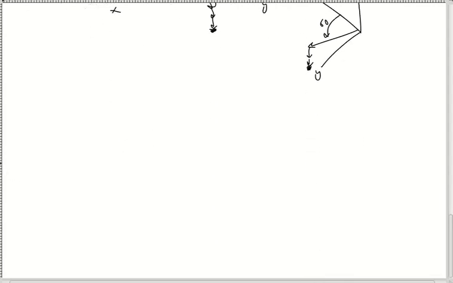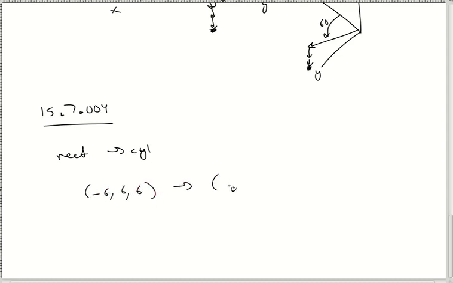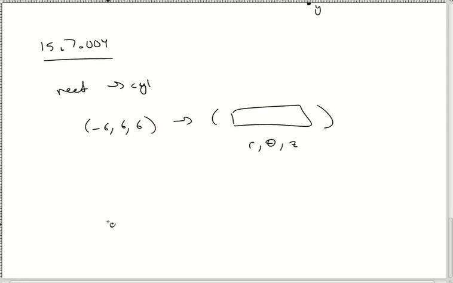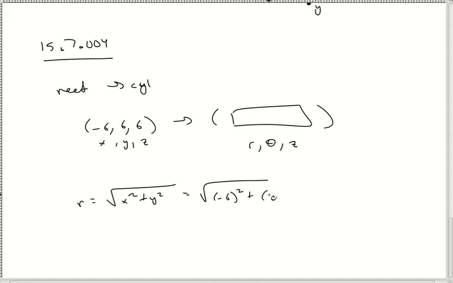Next one is a conversion. 15.7.004. It says go from rectangular to cylindrical. And so they give us negative 6, 6, 6. And they're wanting to know what is that in r, theta, z. So then I have r is actually the square root of x squared plus y squared. So the square root of negative 6, this is an x, y, and a z, by the way. Just wanted to remind you. Negative 6 and 6. So really you get square root 72 in the end. 36 plus 36 is 72.